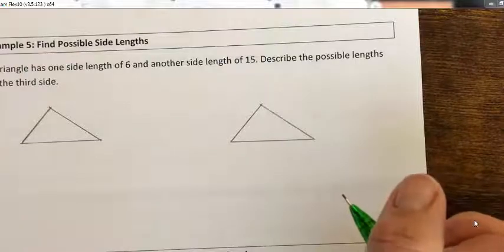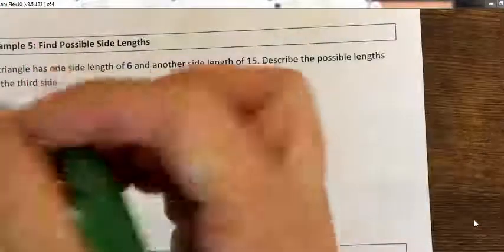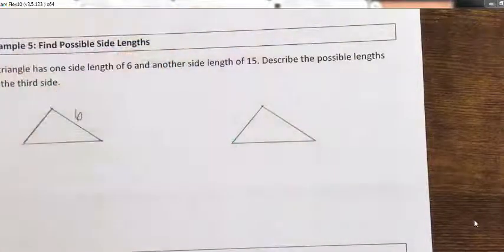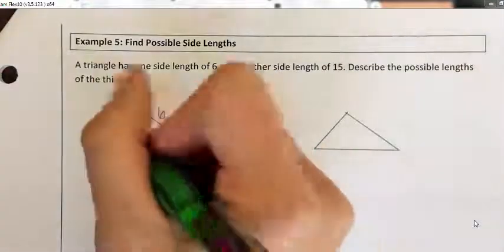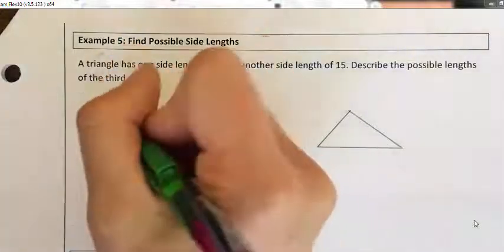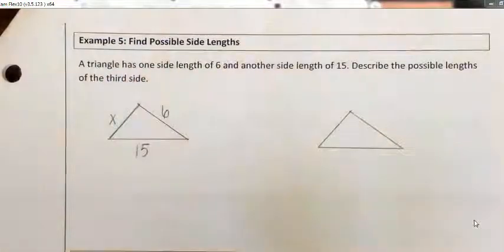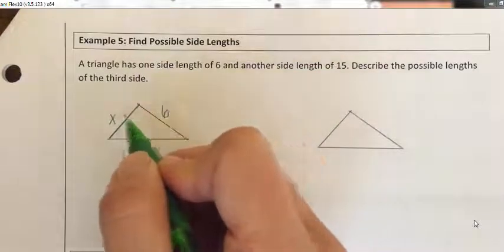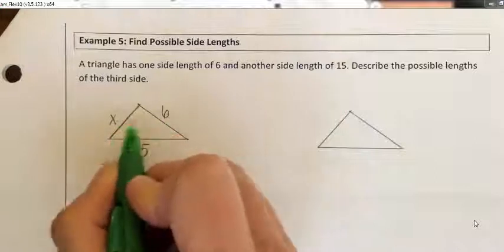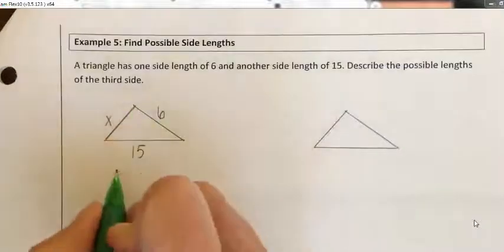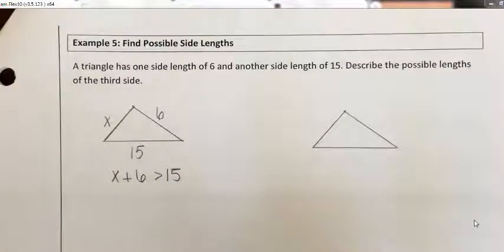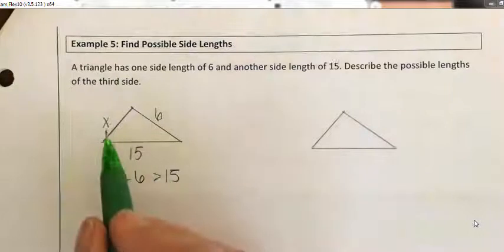All right, so we've got one side of 6. I'll make that the smallest side. Or actually, I'll make that the middle side. And the other side, 15. Okay, so if I'm looking for the smallest side here, then I know that x plus 6 has to be greater than 15. Right? So my two smaller sides are going to have to be greater than my larger side. Okay, so this will give me a range for what my smallest side could be.